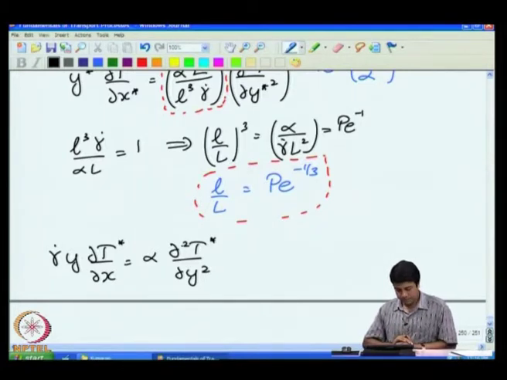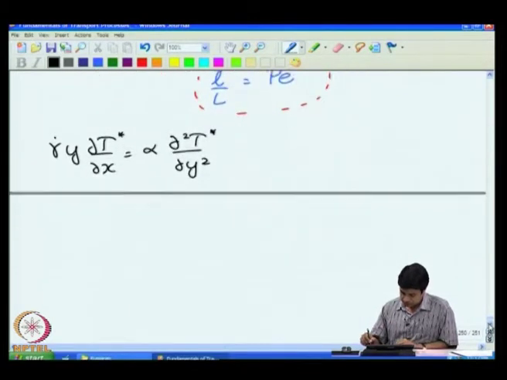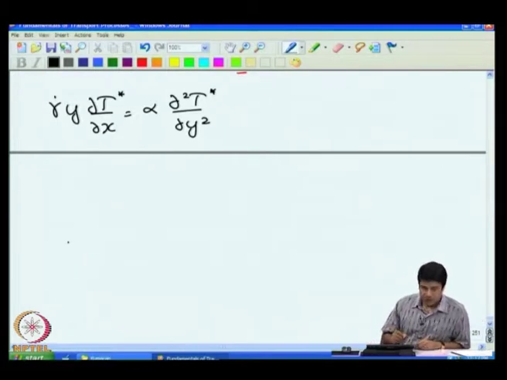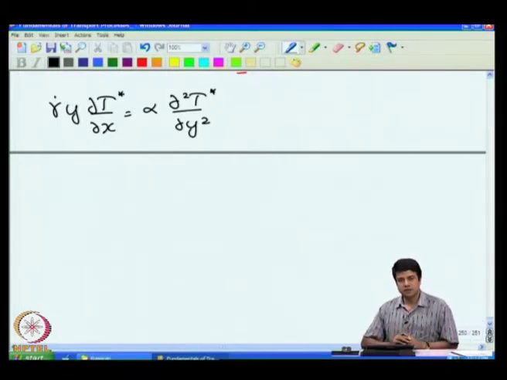Now, based upon scaling, we obtained this as the simplified equation. How do we solve this? This is still a partial differential equation which contains variations both in x and in y. The solution procedure for this simplified equation is that we can formulate it based upon our physical understanding of this problem.